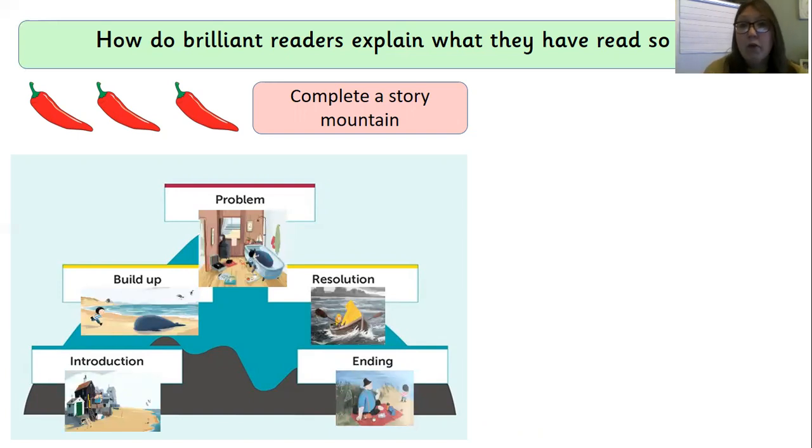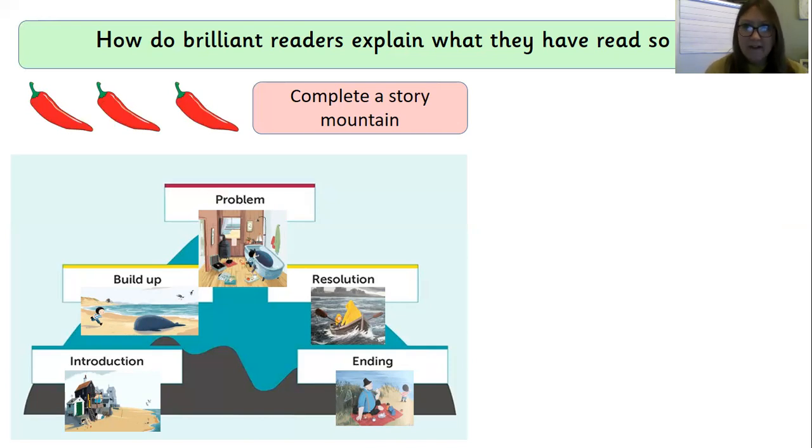There isn't a right or wrong answer for this. You may have chosen a different problem, a different build-up, but this is the one that I've put together today. So for the introduction, I chose the picture of Noi with his dad and his 6 cats because it was the first time we met the characters and we saw where he lived. That's the setting where the story happened.